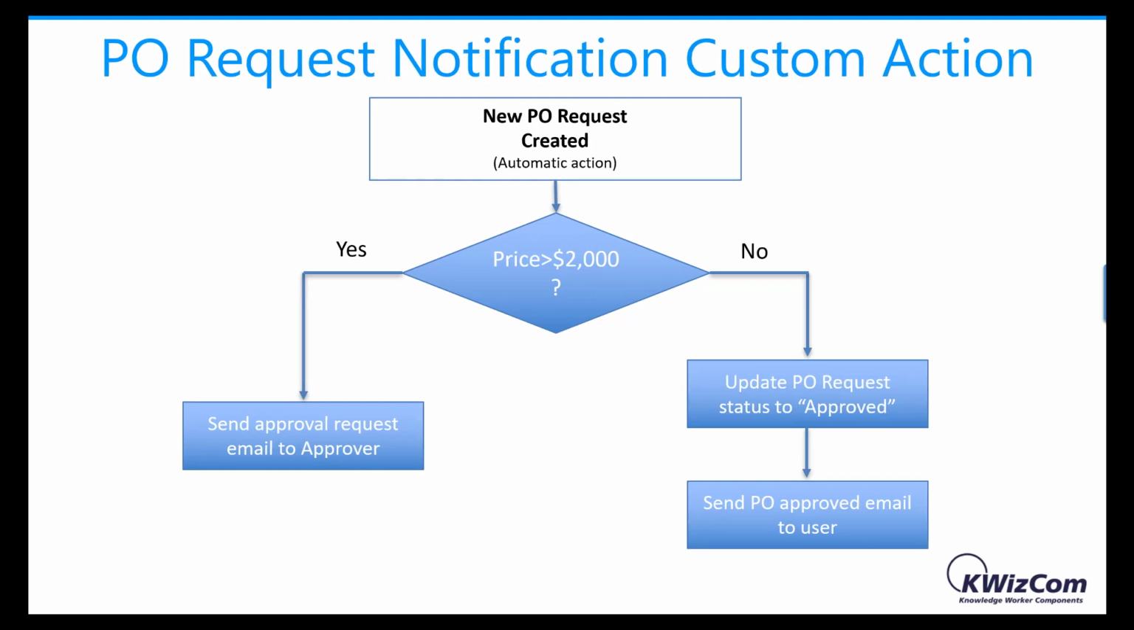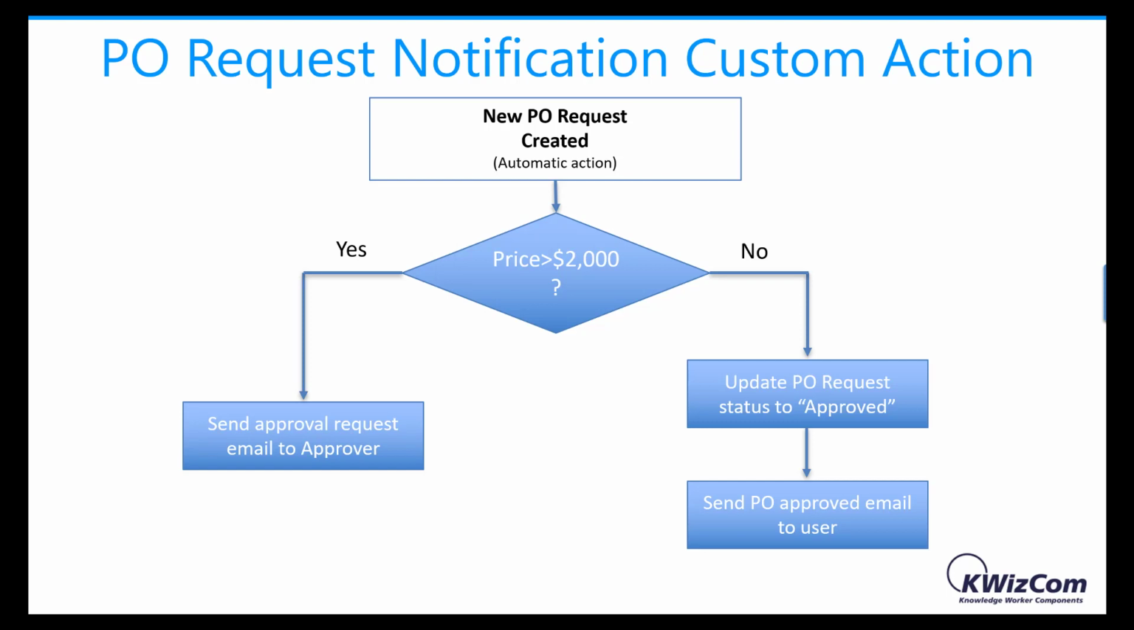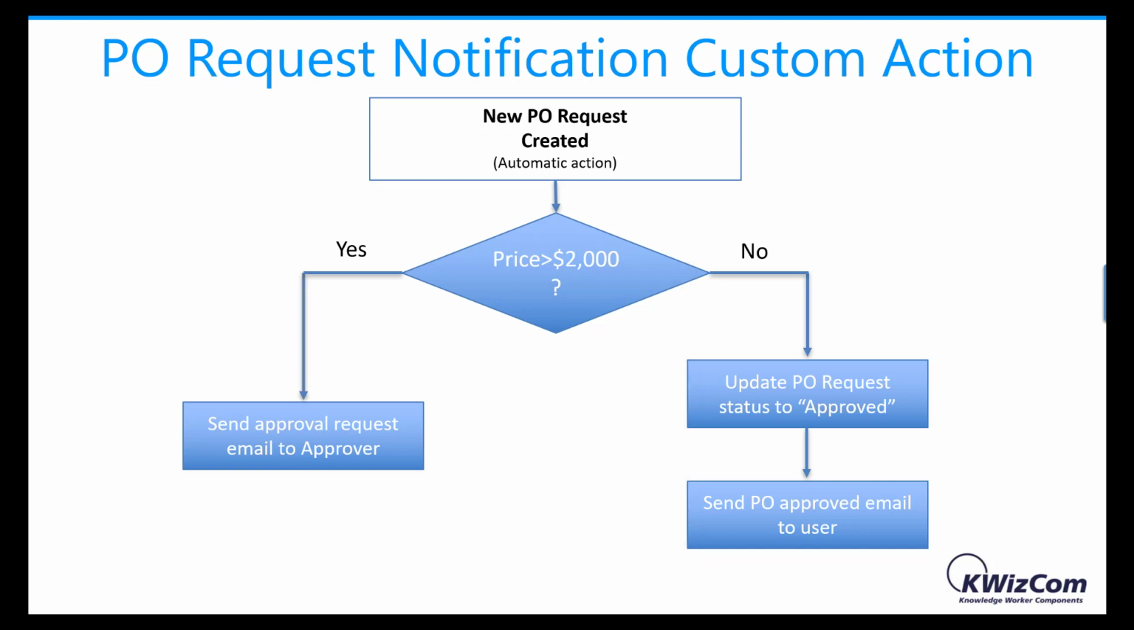Let's go ahead and implement this branched custom action. In this example, we need to implement two activity groups in our custom action. One activity group should cover the case of price exceeds $2,000, and it should run a single activity. And the other activity group should cover the case where price is not greater than $2,000, and this activity group should include two activities. Let's go ahead and implement this custom action.